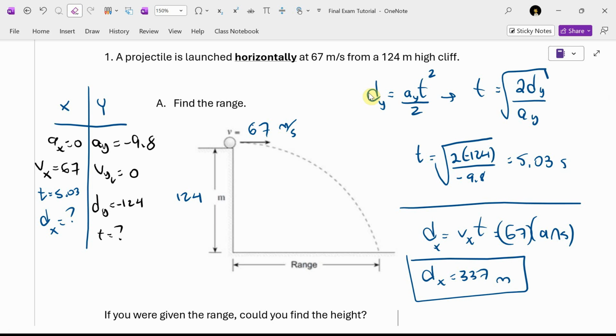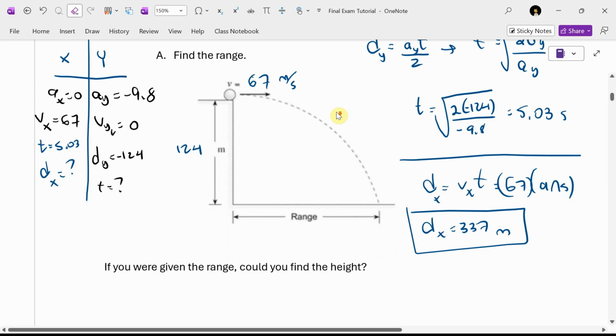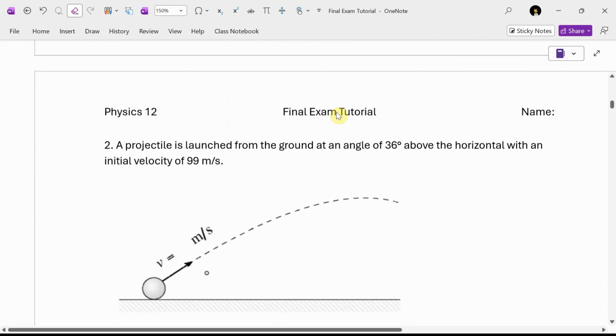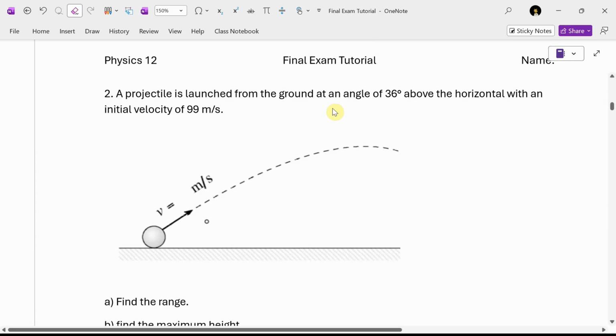I'll flip-flop. I have several versions of my final, so some people will be given a horizontal projectile and asked to find the range, given the height. Some people will be given a horizontal projectile, asked to find the height, given the range. So we looked at those. Example 2. We also did from the ground at an angle. Hey, everybody, did I say angle? Components. Okay, let's fill this in.